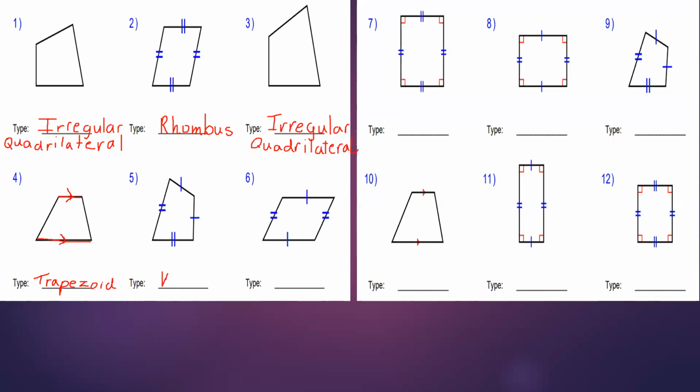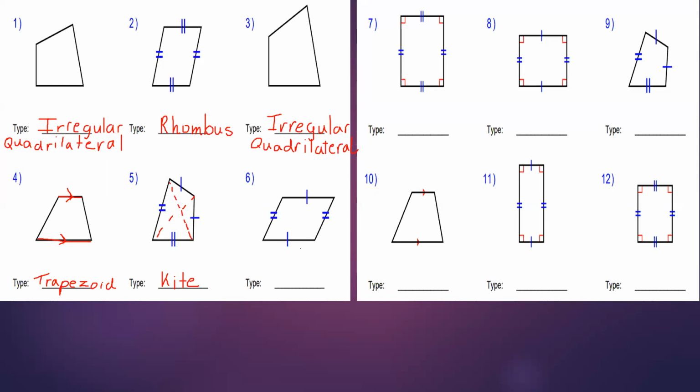How do we know it's a kite? It has two pairs of adjacent equal sides. Yes, very good. It's two pairs of adjacent equal sides. So if we go like this, right, and we go like this. It's a kite. Next one, number 6.